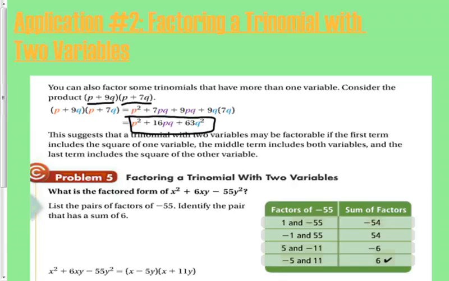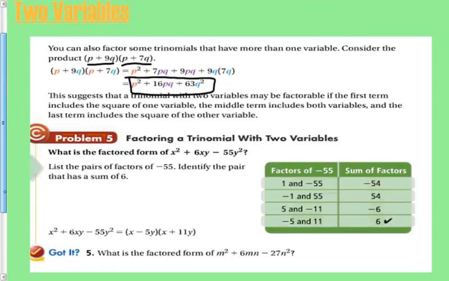You're going to be given a trinomial that has two variables in it, and then we have to factor it to find what would be factored. So example here would be, what is the factored form of x squared plus 6xy minus 55y squared? So we want to find pairs of factors that multiply to equal negative 55y squared, and add to equal 6y. Or just work on negative 55 and 6.